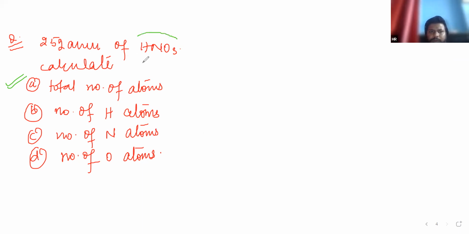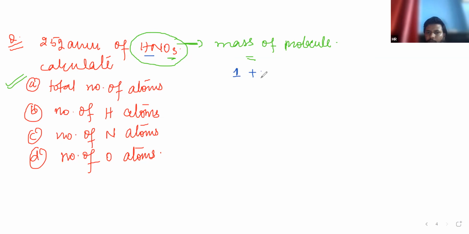So, just find out the mass of this molecule. How do we find the mass of a molecule? Just add the mass of hydrogen, mass of nitrogen and mass of oxygen. Here there are 3 oxygen, so multiply by 3. Mass of hydrogen equals 1 plus mass of nitrogen equals 14 plus mass of oxygen equal to 16, but here oxygen is 3. That's why we multiply it by 3 and we get 63 AMU.